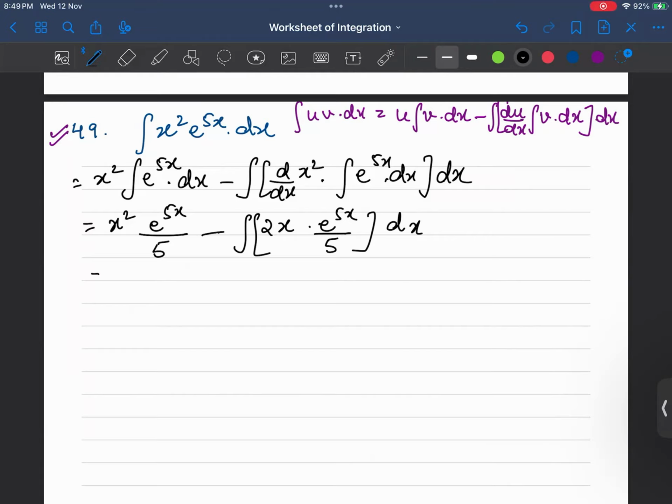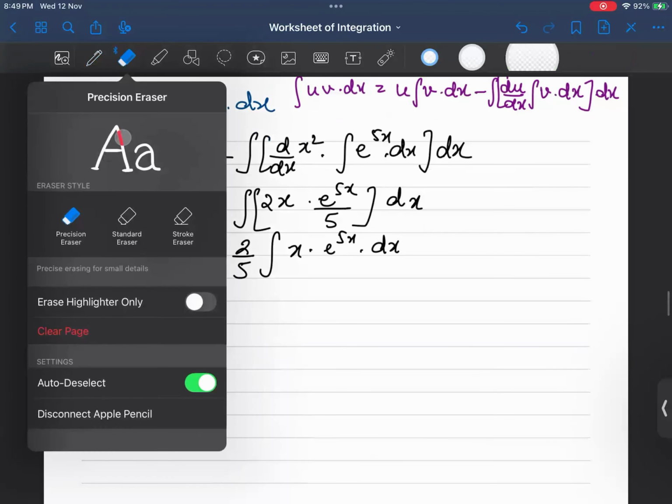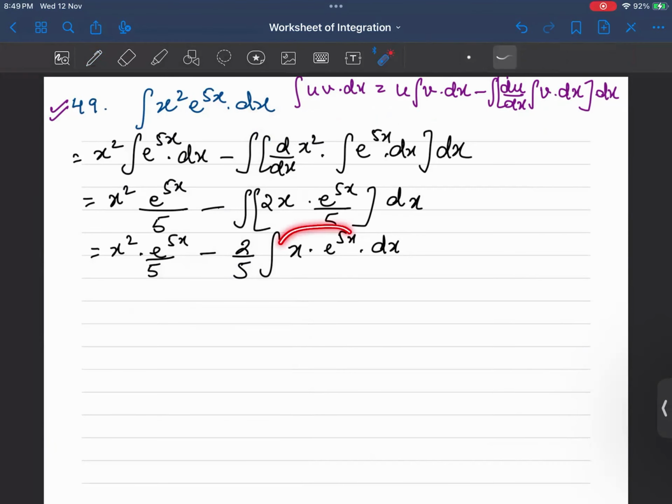It would be x square e power 5x upon 5 minus integration of 2 upon 5 integration of x e power 5x dx. Now you see, this is the question. Again, we have the two functions. Just give me a second. These become the two functions, x and e power 5x. Again, you have to go for integration by parts.